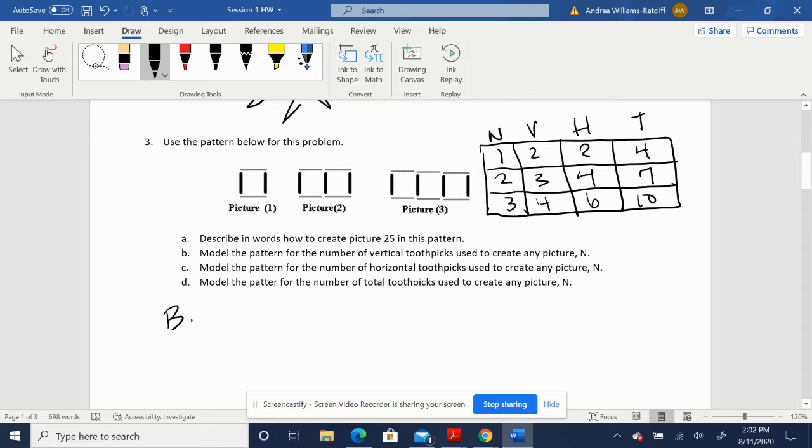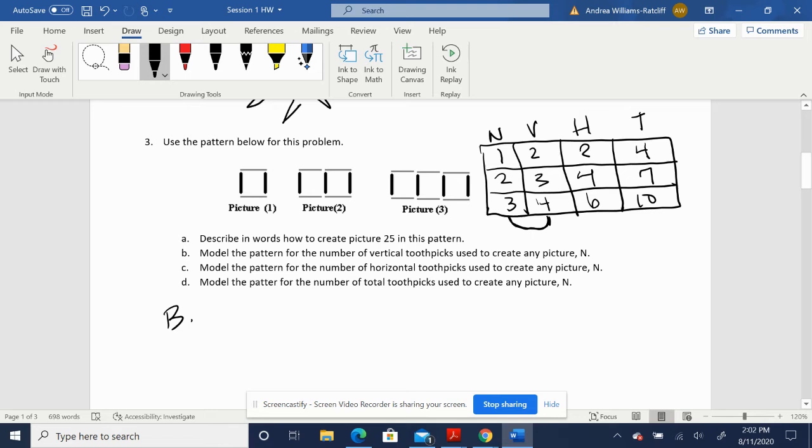So let's look. The first thing we want to do is think about how this number of vertical toothpicks relates to the number of the figure. Okay, so here in the first figure, I had 2. In the second, I had 3. And in the third, I had 4. What obvious pattern are we seeing between these two values? Whatever the number of the figure is, there's one more vertical toothpick involved in that.